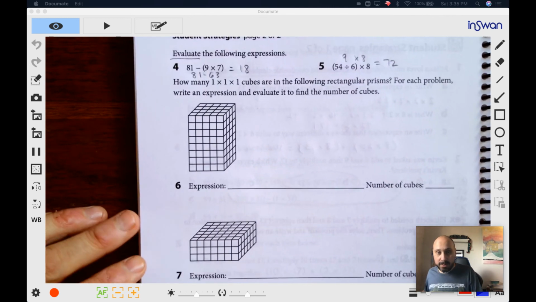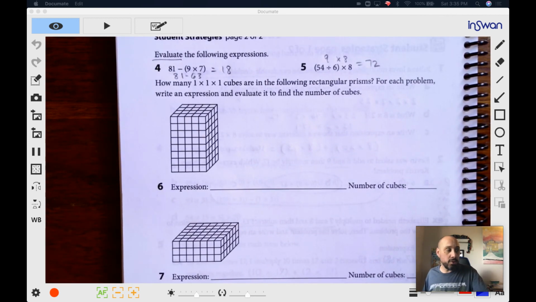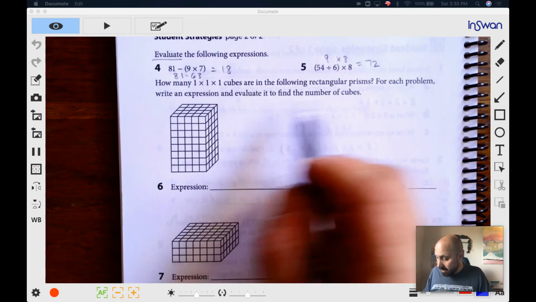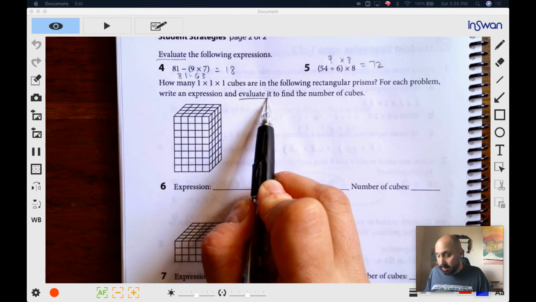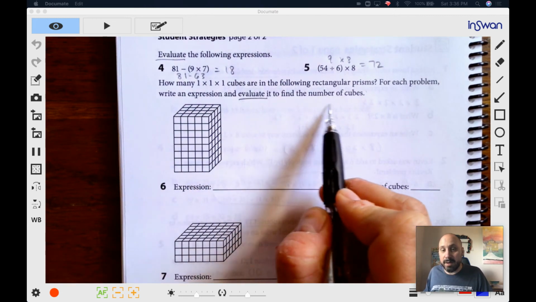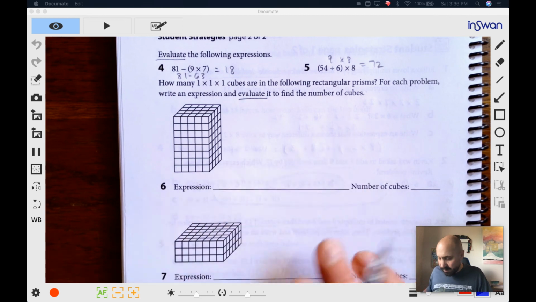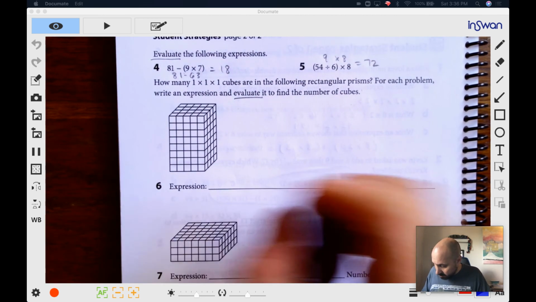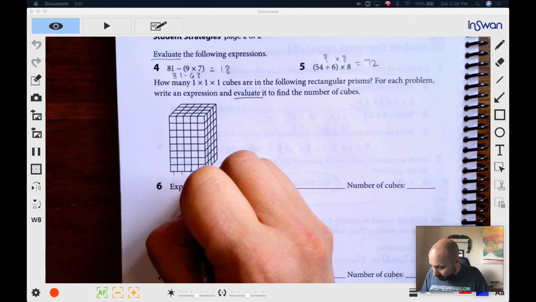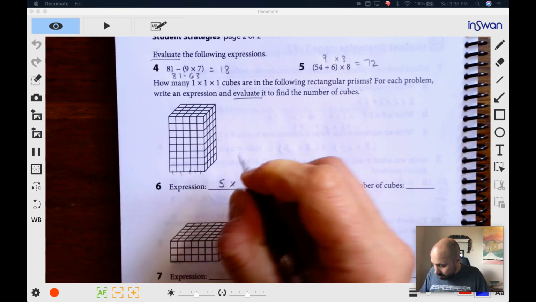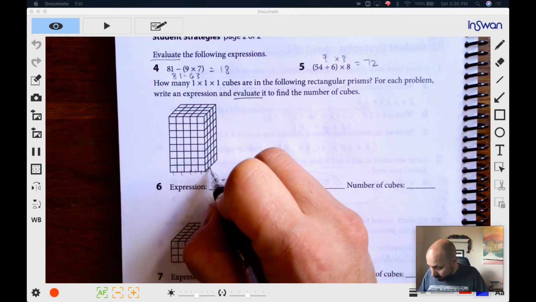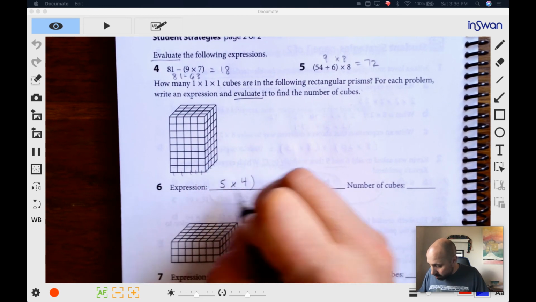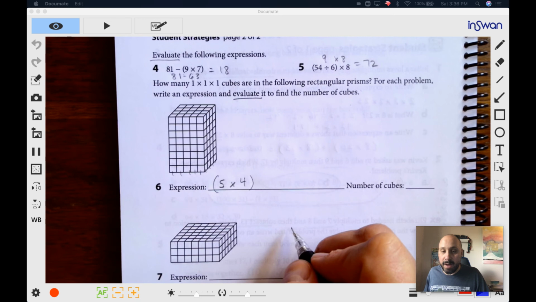All right, now we're doing some fun volume. How many 1 by 1 by 1 cubes are in the following rectangular prisms? For each problem, write an expression and evaluate or answer it to find the number of cubes. Okay, so you have to be very careful when we count here. So the base is first, we're going to say 1, 2, 3, 4, 5 by 1, 2, 3, 4. So my base is 5 by 4 or 5 times 4.